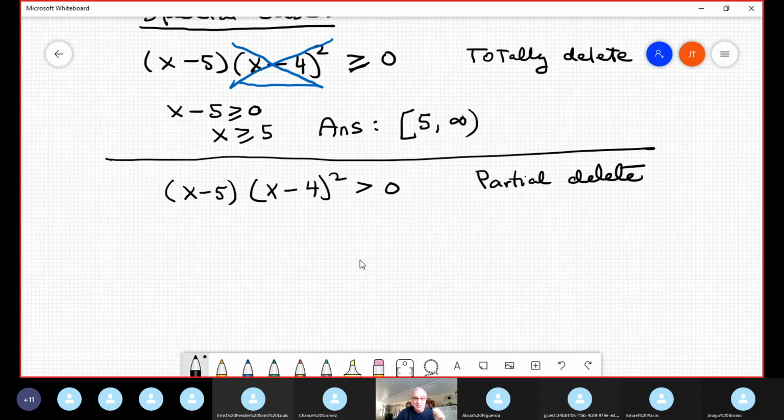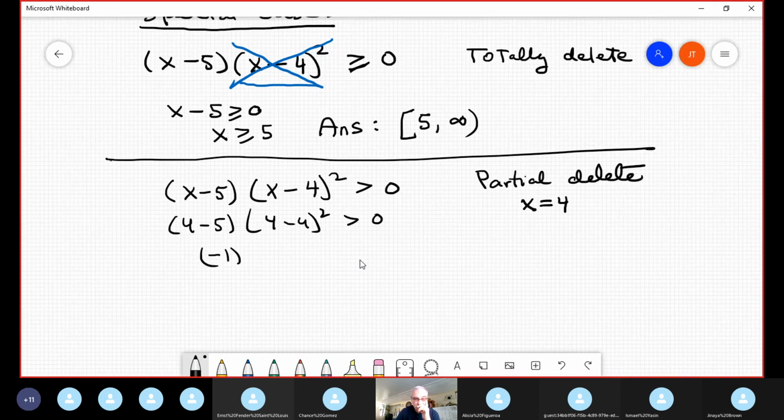I need to understand the reason behind that. What is the answer there? Well, the answer is because, suppose at x equal 4, the zero in the factor that is squared, suppose I evaluate x equal 4 in this inequality. Then 4 minus 5 times 4 minus 4 squared, greater than 0. 4 minus 5 is negative 1, and 4 minus 4 is 0. 0 squared is 0, and 0 times any number is 0. Is 0 greater than 0? No, it's a contradiction. This is completely false.